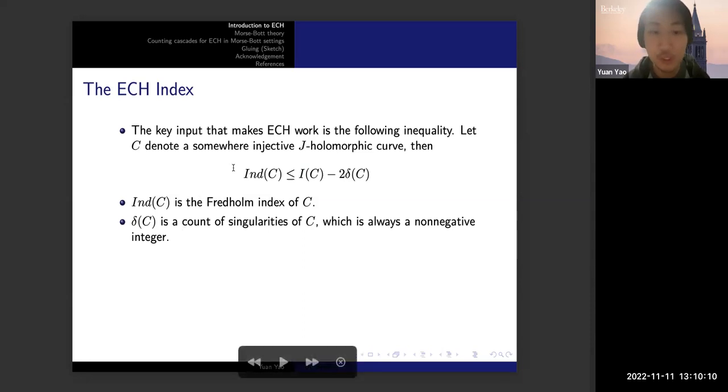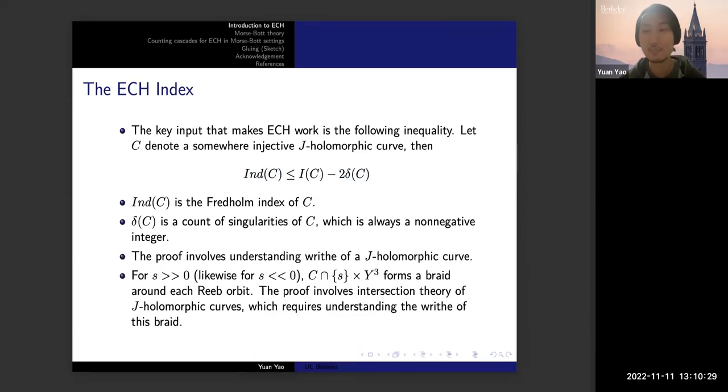So just by looking at this inequality, you realize if you count curves with ECH index 1, if they are to exist at all, they must be rigid. Their Fredholm index must be 1, the 1 coming from the translation direction. And it has to be embedded. It cannot have any singularities. And let me just say, the proof of this index inequality involves just intersection theory in 4 dimensions.